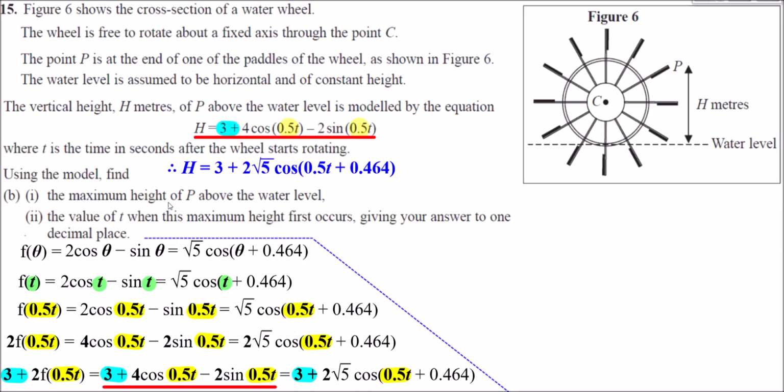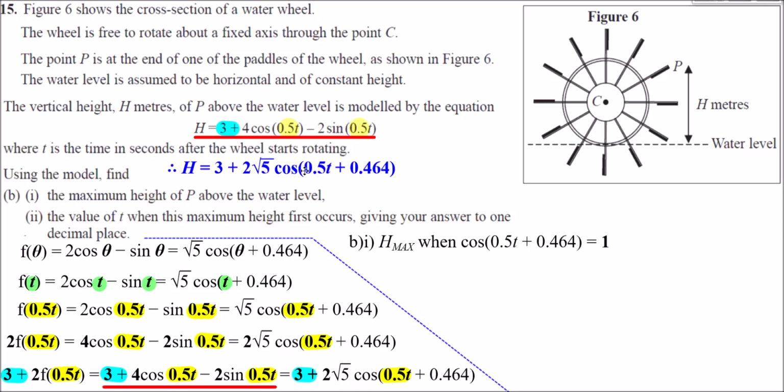So the maximum height of P, h max: 3 is a constant, 2 root 5 is a constant. Cosine is going to vary. The maximum value of the cosine function is 1. So h is going to be maximized when cosine of this is equal to 1. So for B part 1, we're going to have h max when cos of that equals 1. So the maximum value of cos is 1.